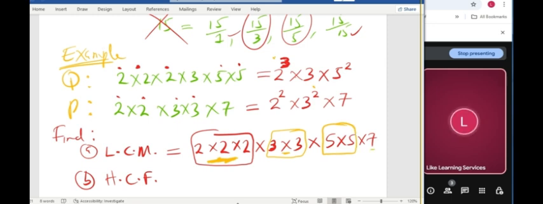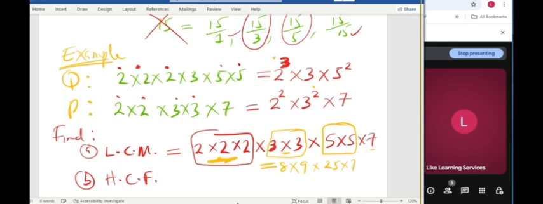So what does this give? Let's get the answer. 2 cubed is 8. Times 3 squared, that's 9. Times 5 squared, that's 25. Times 7. You can now get the answer. Okay, first of all, let's get the HCF. How did I say you should get the HCF? It must be something you have up and you have down. So when it comes to HCF, you pick the lowest one. I hope you remember this.